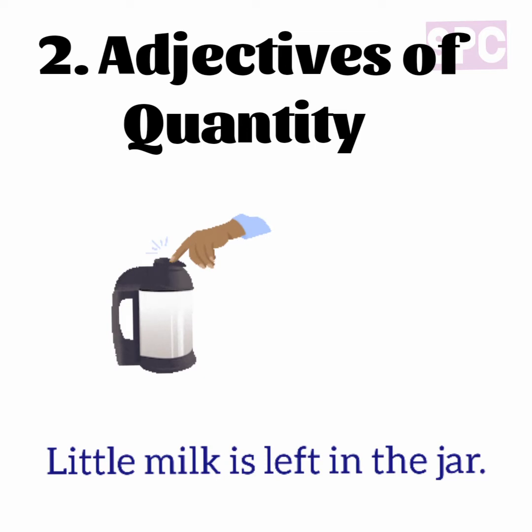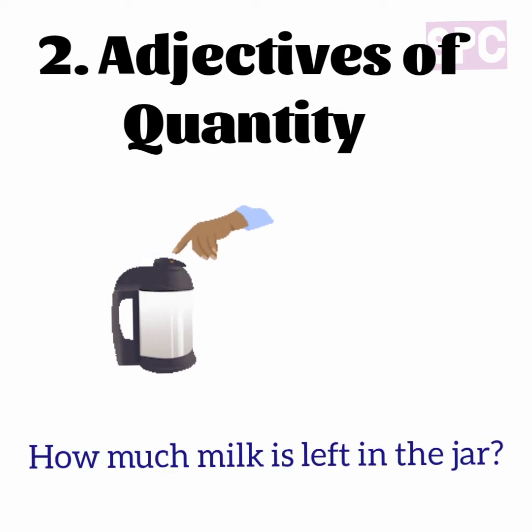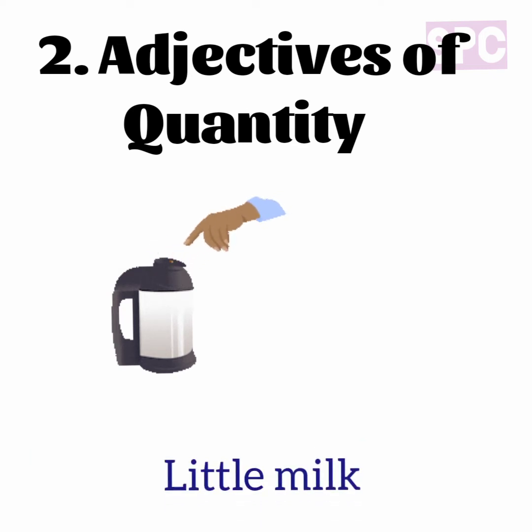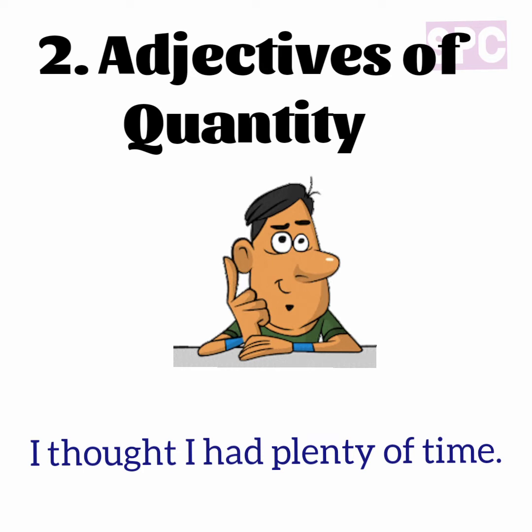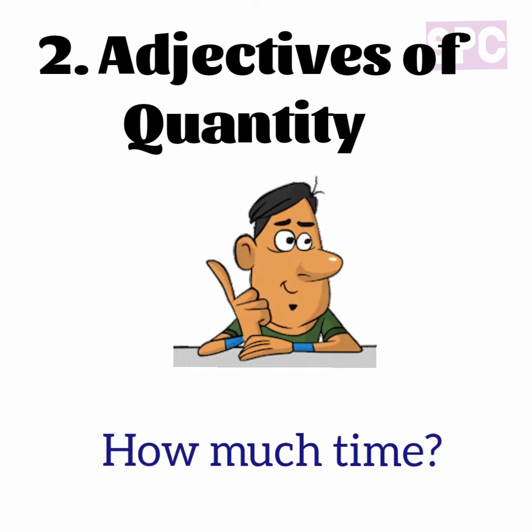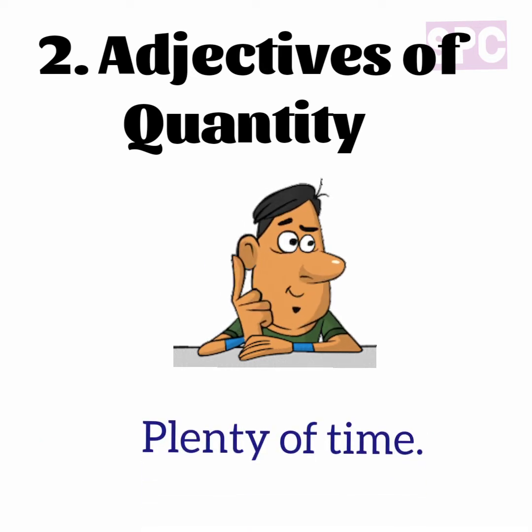First example, little milk is left in the jar. How much milk is left in the jar? Little milk. I thought I had plenty of time. How much time? Plenty of time.